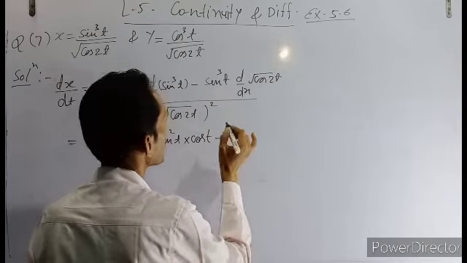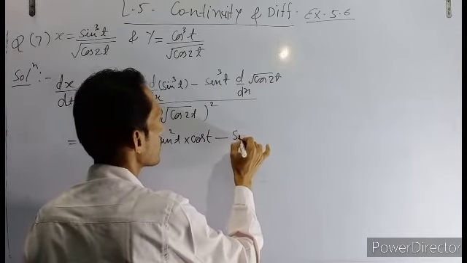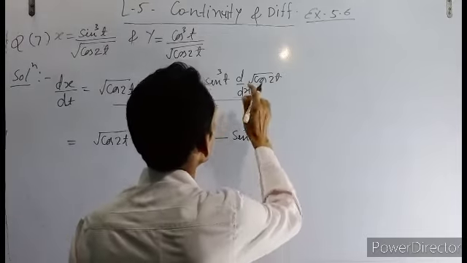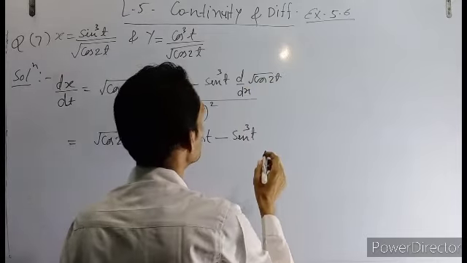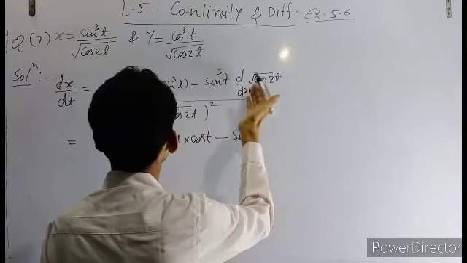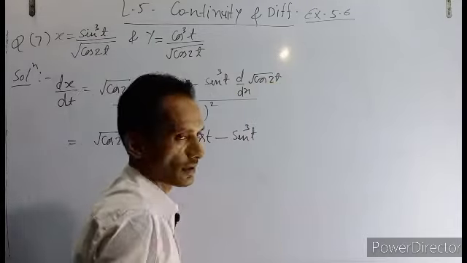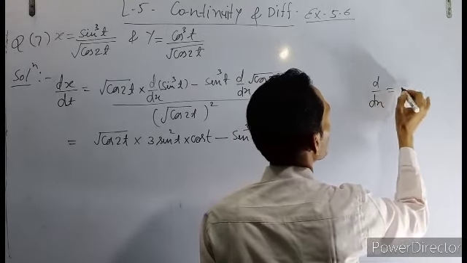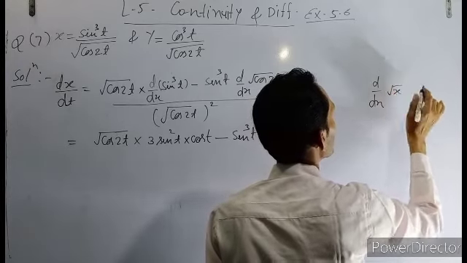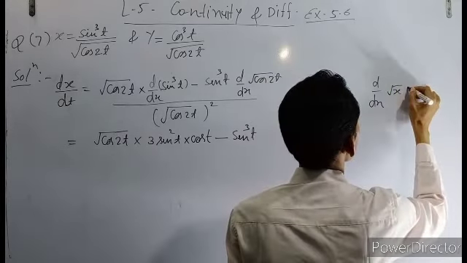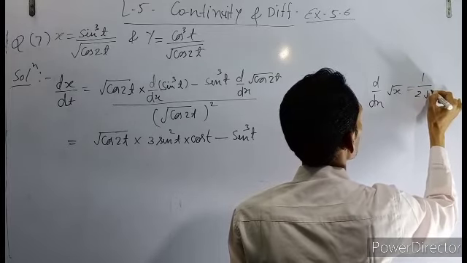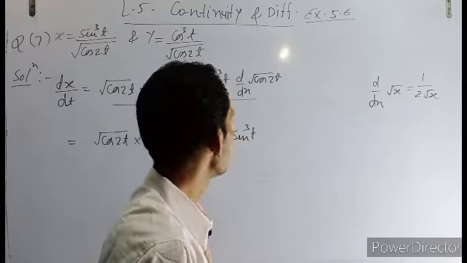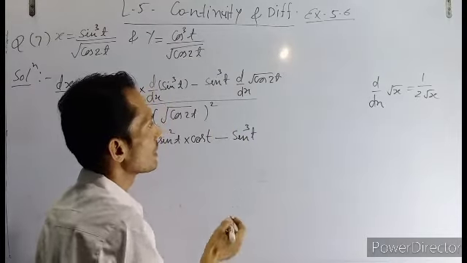Now come to the next part. sin cube t is as it is, and the derivative of under root cos 2t. How can we find it? Just like under root x. What is the derivative of under root x? You know that d/dx of under root x is 1 by 2 root x. So the same way we have to do this one.